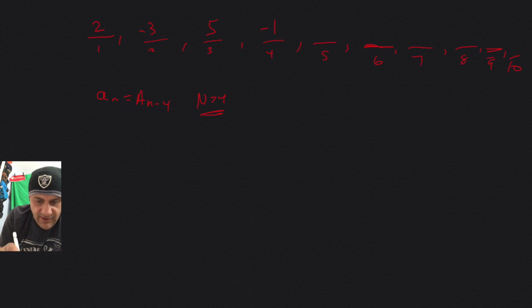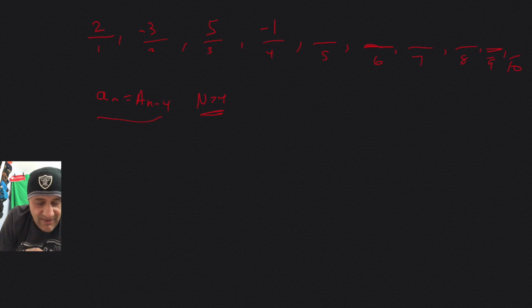The first term is 2. The second term, a_2, is -3. The third term is 5, and the fourth term is -1. That's all they're giving us. And then they say the pattern, the algorithm formula, is a_n equals a_(n-4) for any time that n is greater than 4. That means when n is greater than 4, so for the fifth number in the sequence, the sixth number, the seventh, the eighth, the ninth, the 10th, and forever into the future, everything after the fourth term, we're going to use this formula right here.